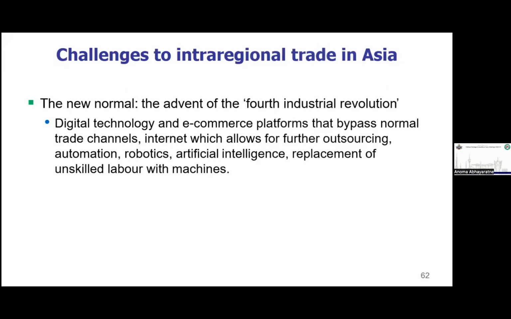The new normal, what do we mean by new normal? That is the advent of the fourth industrial revolution of digital technology and e-commerce platforms that bypass normal trade channels. So because of that digital technology and e-commerce, people can easily work using those platforms with other partners in other countries. And the internet allows for further outsourcing, automation, robotics, artificial intelligence, replacement of unskilled labor with machines.